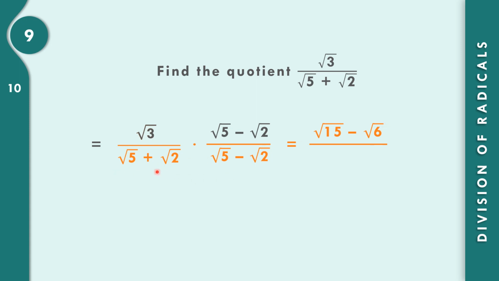How about the denominator? Square root of 5 times square root of 5 is square root of 25. Square root of 25, that is equal to 5. Positive times negative is negative. Square root of 2 times square root of 2 is the square root of 4. And the square root of 4, the answer is equal to 2. So copy the numerator, square root of 15 minus square root of 6. And then 5 minus 2, that is equal to 3. So our final answer is square root of 15 minus square root of 6 over 3.